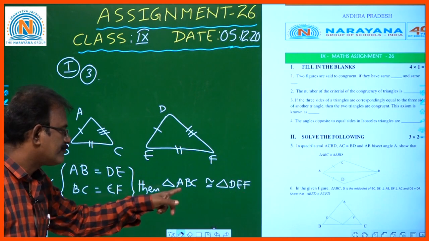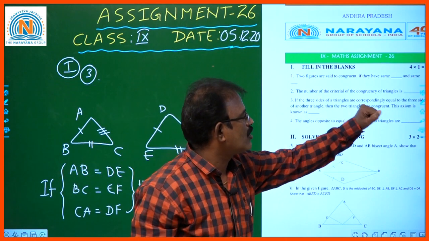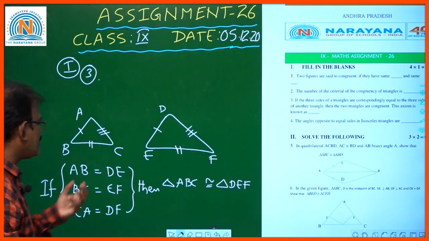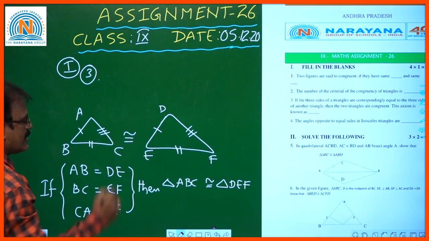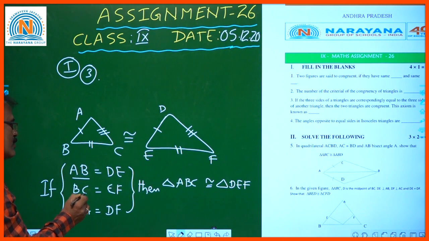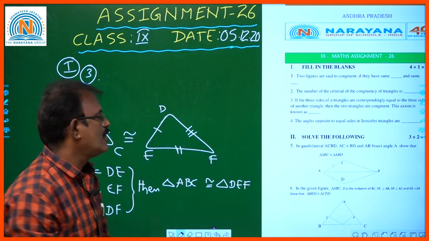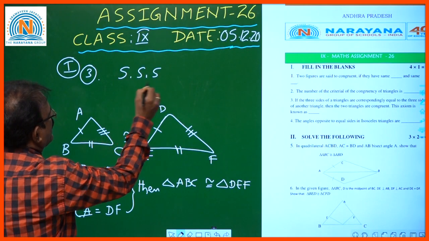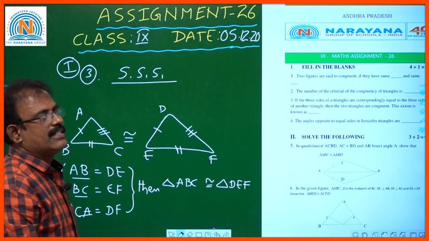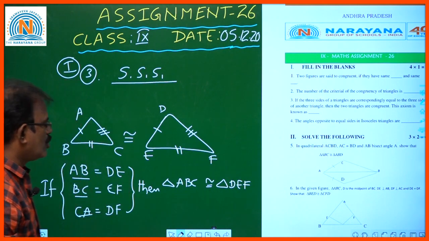Children, this is the symbol for congruence. Then the two triangles are congruent. What is the name of this axiom? Here we are using all three components, which are sides only. This axiom is known as the side, side, side axiom, children. This is the third one, children.